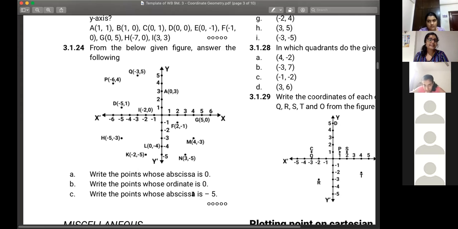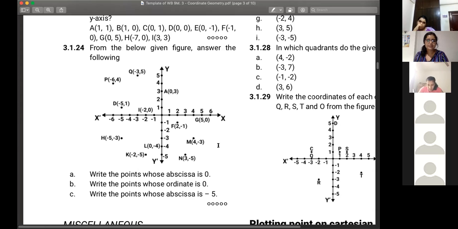So abscissa is x coordinate. Okay, ma'am. So it will be H, D. Correct. That's it. H and D. So whichever points have x coordinate -5, those are the 2 points.